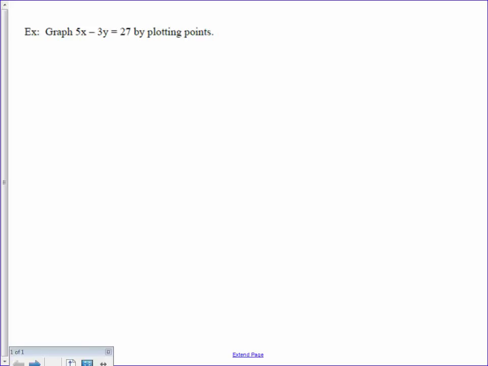We would like to graph the equation 5x minus 3y equals 27 by plotting points. What I would suggest for this problem is that you first solve it for y. To solve this equation for y, we need to isolate the y on one side of the equation.